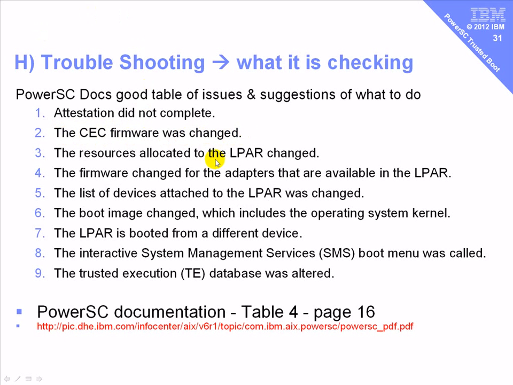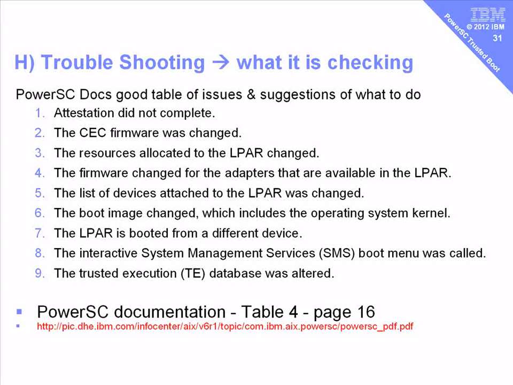If resources allocated to their LPAR has changed, perhaps every time you're booting it up, it's using less CPU and less memory or something. Some hacker could be mucking about with your profiles, and so making your machine run slower and slower, and you've got to work out what's going on. It's a sort of very aggravated way of attacking your system. The firmware has changed on the adapters. Maybe they're trying to do something very tricky there. At least you should be aware that somebody's doing that.